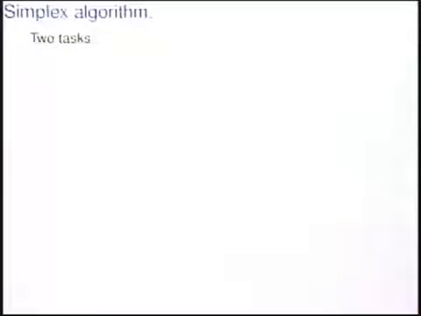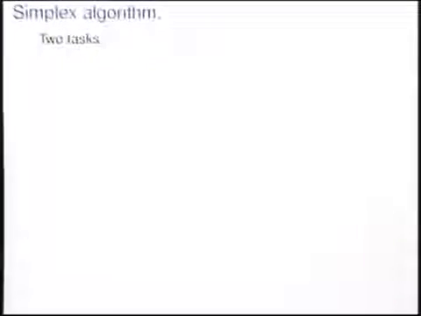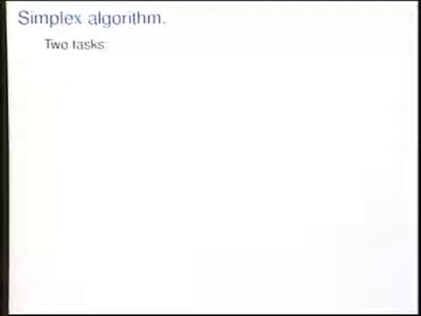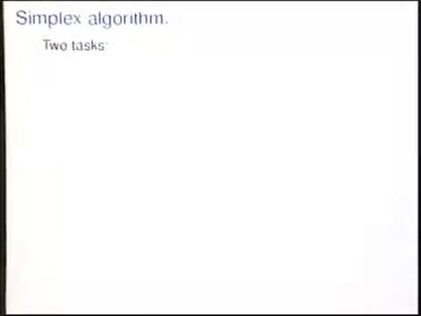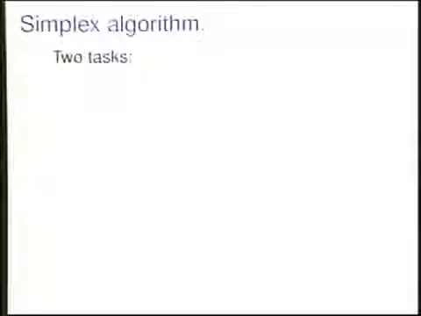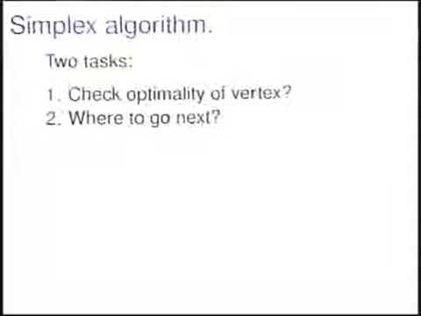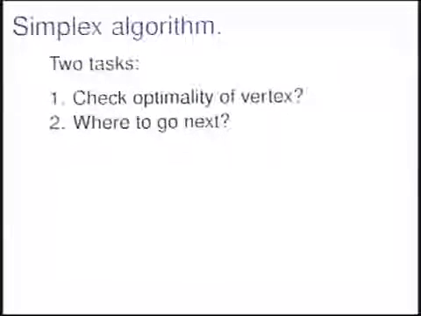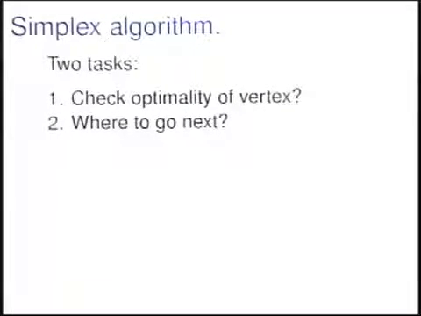Okay, so there are 2 tasks in the simplex algorithm. What are the 2 tasks in any algorithm? Well, the first task in any algorithm is to see if you're done. If you're done, you want to stop and output the answer, right? And if you're not done, then you want to see what to do next. These are not very complicated.